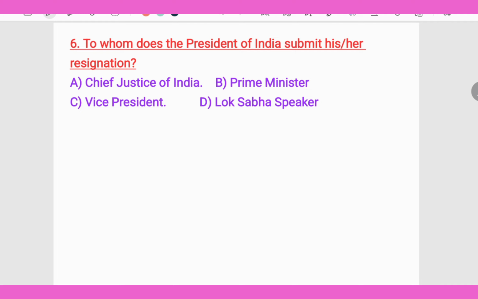The next question is, to whom does the President of India submit his or her resignation? That means, who takes the resignation letter of a president? Remember, generally the president gives his resignation to the vice president, and the vice president gives her or his resignation to the president.